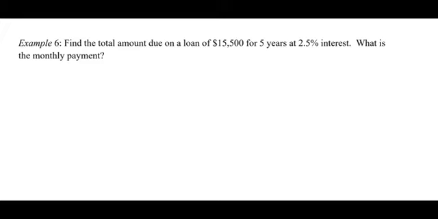Example number 6. Find the total amount due on a loan for $15,500 for 5 years at 2.5% interest rate. What is the monthly payment? Okay, let's think about it. We are going to find the monthly payment. So we're going to find the total interest for 5 years, and then we will divide that by the number of months. Step number 1, find interest.